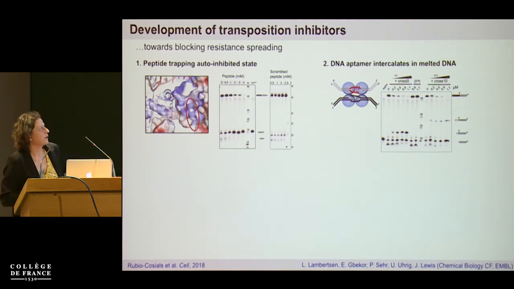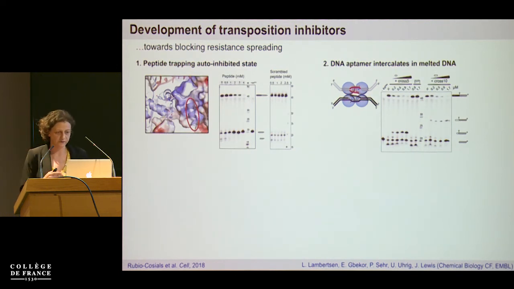So based on our structure, we came up with two strategies. First, we wanted to mimic the autoinhibited state by using a peptide that will dock into this autoinhibitory interface and thereby block the system in an autoinhibited state. And we then also designed a DNA aptamer that can intercalate in the central region of the DNA and thereby block strand exchange. Both of these methods work in vitro, so we can inhibit transposition and DNA recombination in vitro.